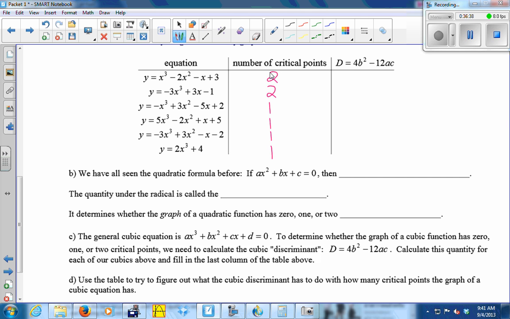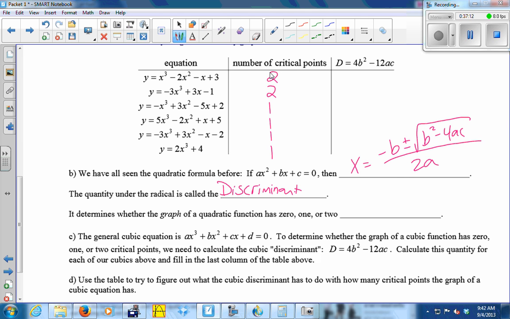Okay. So we've all seen the quadratic formula before, right? We used it earlier in class. It says if ax squared plus bx plus c equals 0, then x equals negative b plus or minus the square root of b squared minus 4ac all over 2a. That quantity under the radical, b squared minus 4ac, is called the discriminant. And it tells us information about how many zeros the graph of a quadratic function has.